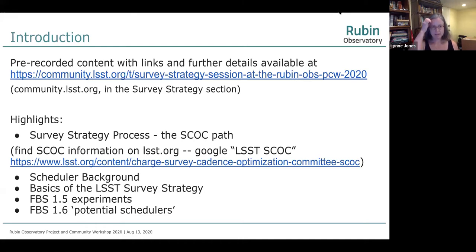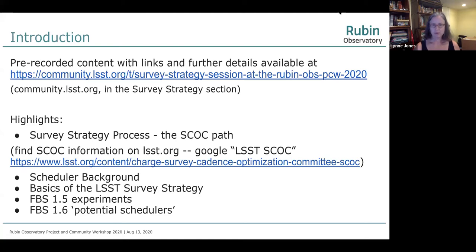One of the things in the pre-recorded material was talking about the survey strategy process. Basically, the path from here to recommendations from the SCOC, the Survey Cadence Optimization Committee. The SCOC will take the information from our report, which we've just written. I believe I have a link for the report in just a minute, but it's in the community post as well. The SCOC will take information from the experiments that we've run so far, our report, and feedback from the community, and talk to the community. Then at the end of this process, they will come back and give recommendations to the operations director on the survey strategy for the LSST.